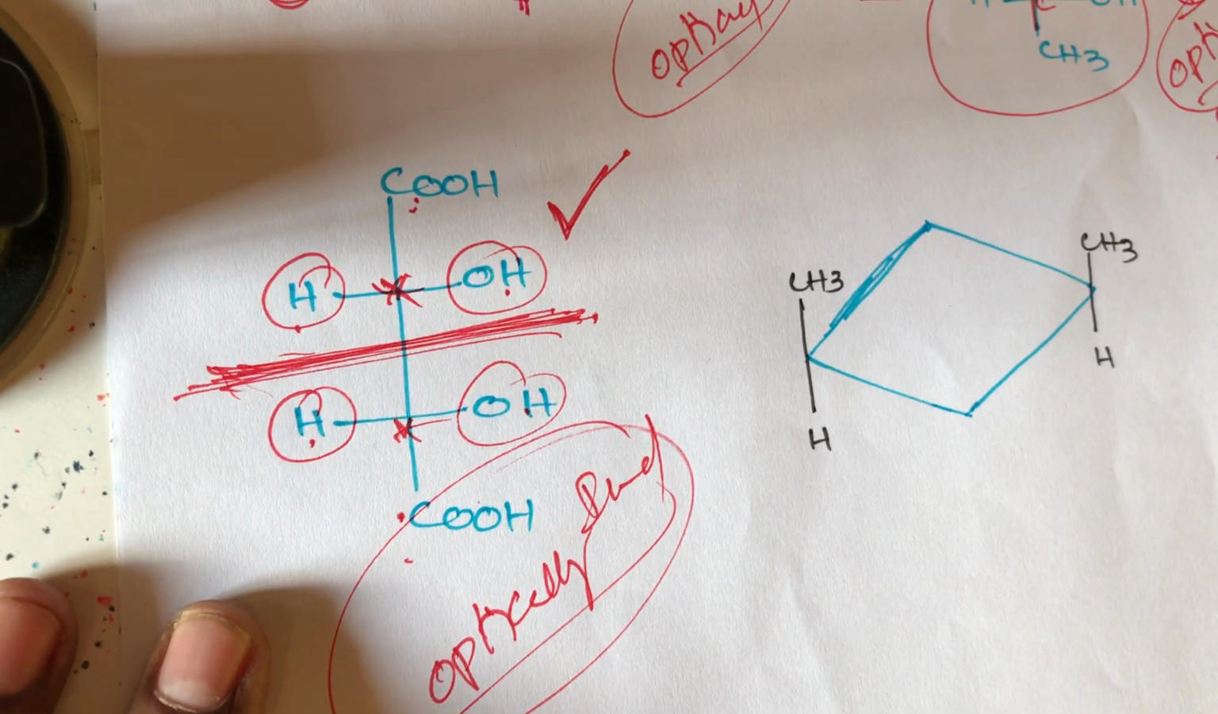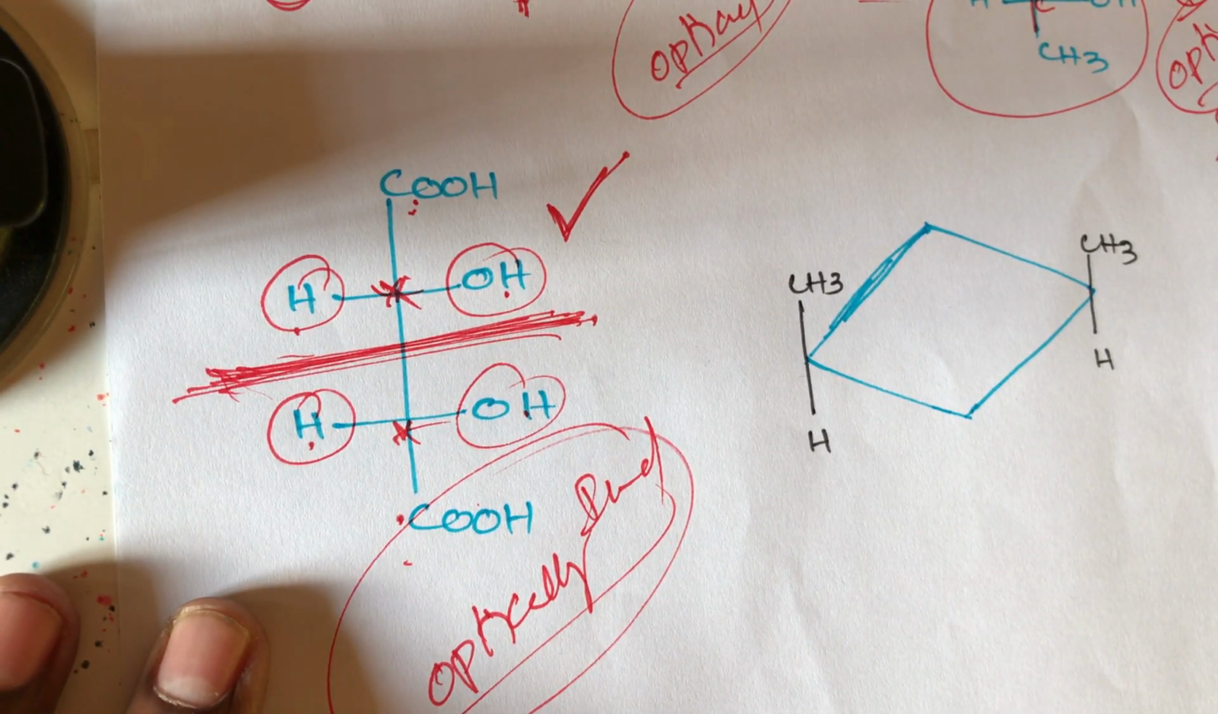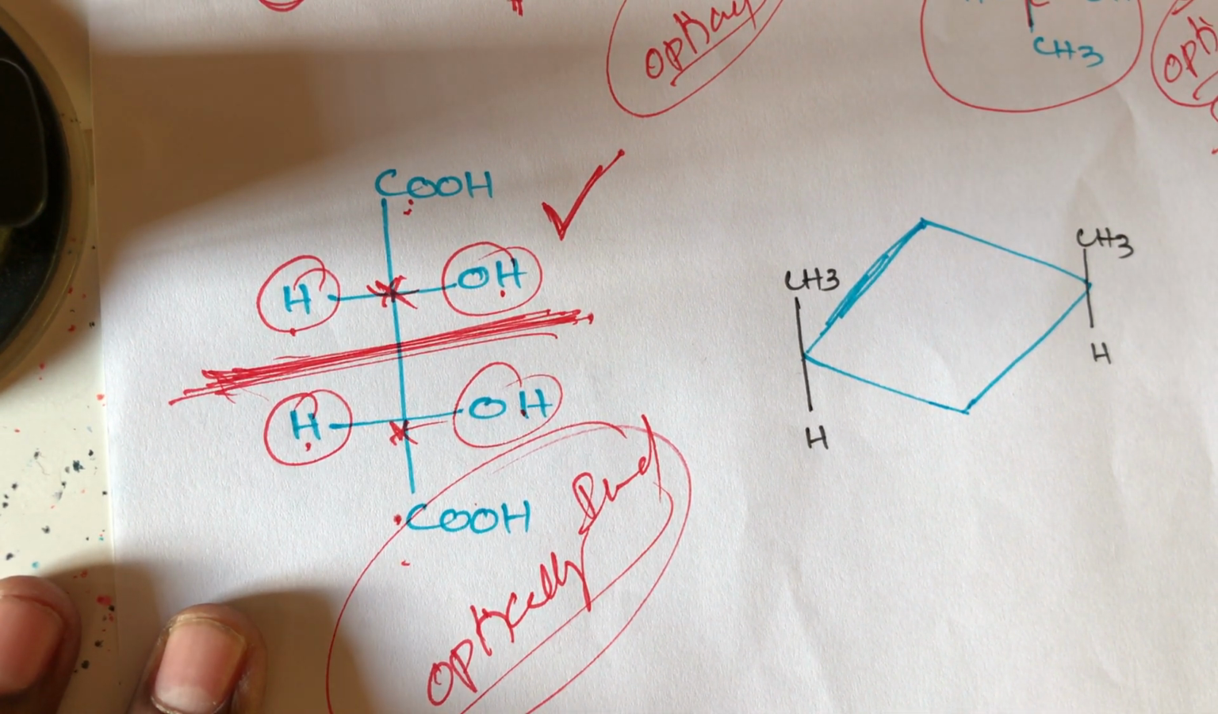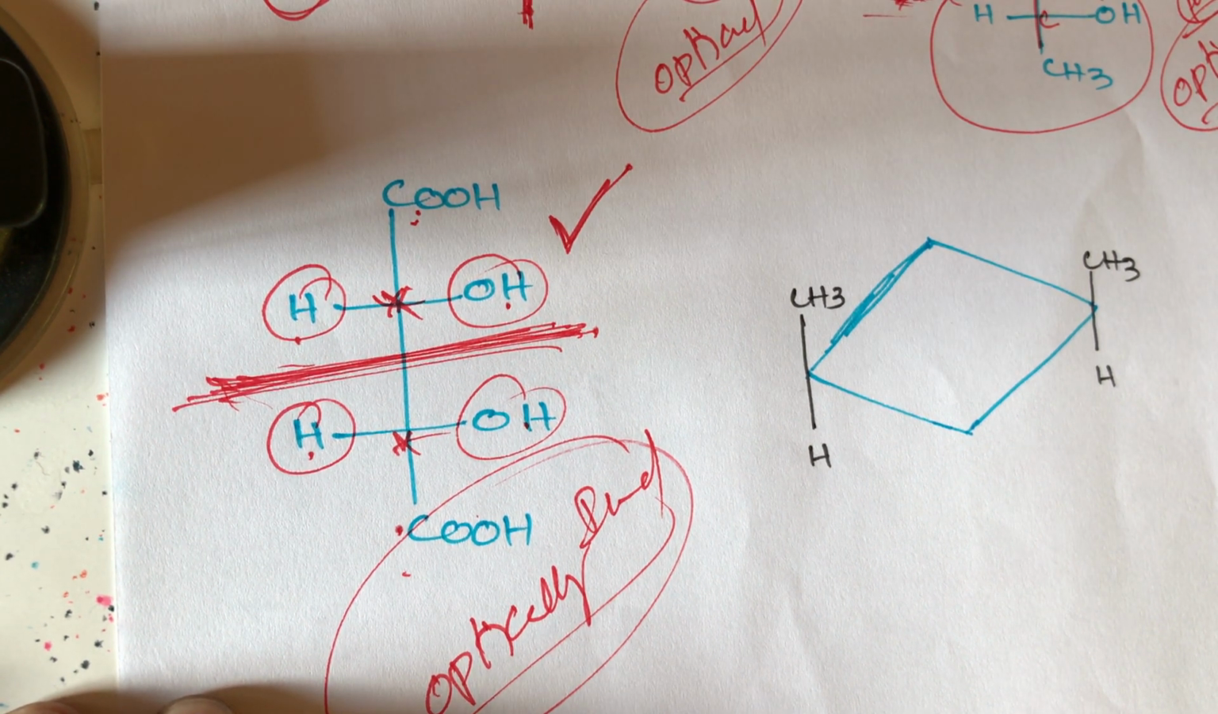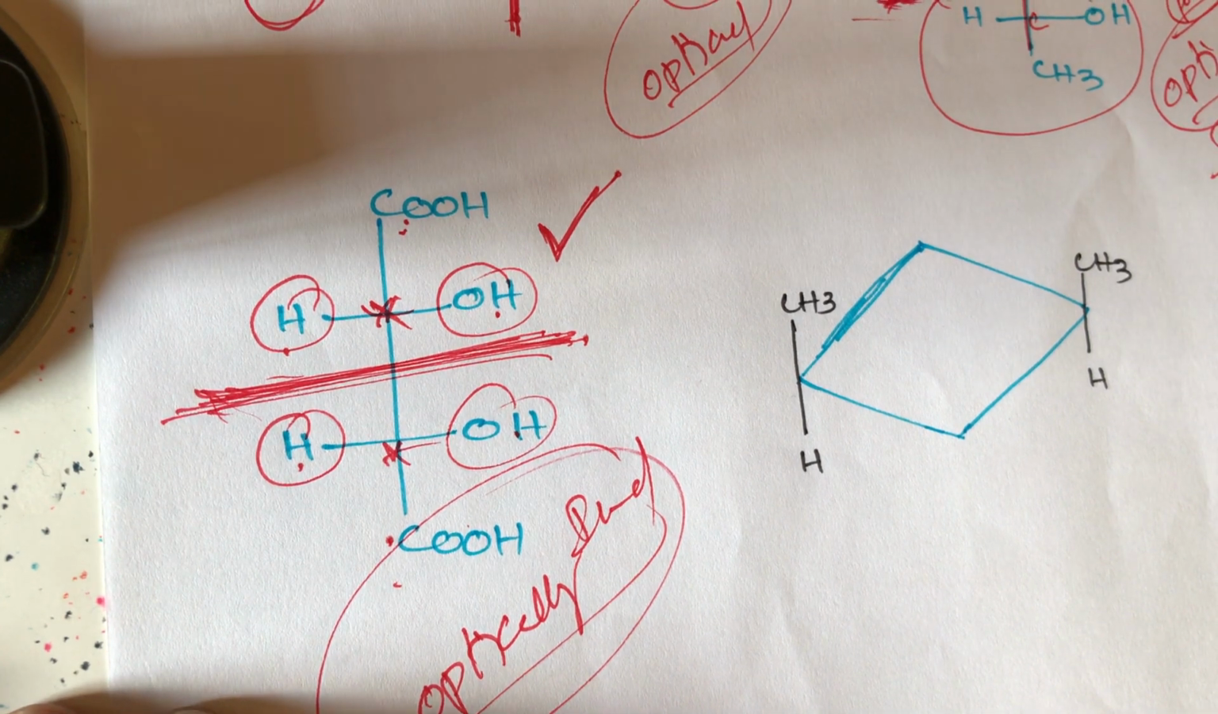If only one chiral center is there, that is always an optically active compound. That is very important, students. A compound containing only one chiral center is always optically active. If more than one chiral center is there, the compound may be optically inactive or optically active. That is very important, students.